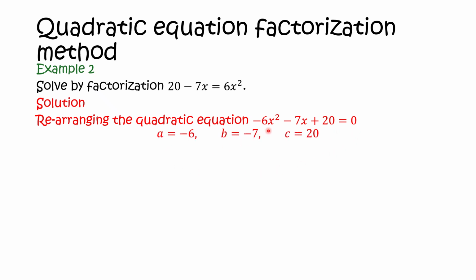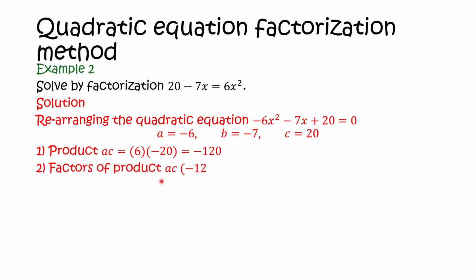So looking at the coefficients of x squared, x, and the constant term, we get a equals minus 6, b equals minus 7, c equals 20. Now, the product AC is given by minus 6 times 20, we get minus 120.